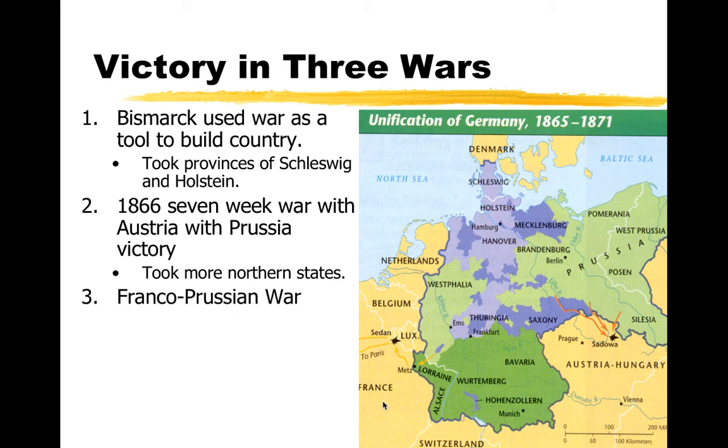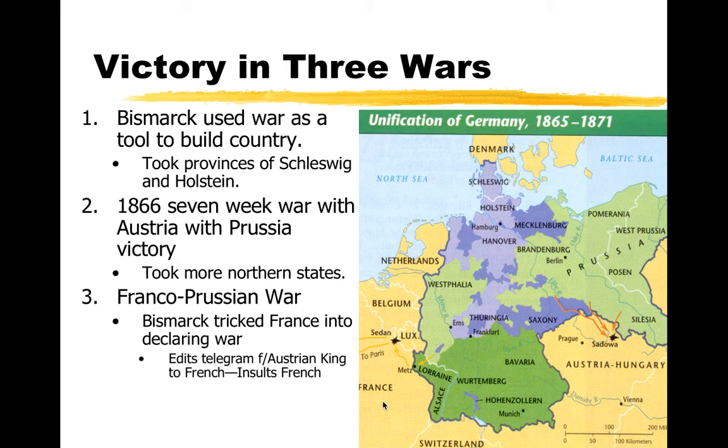Finally, the last war that he believed he needed to win was a war with France. And so they call that the Franco-Prussian War. This one gets a little tricky. In fact, Bismarck actually tricks the French into declaring war. France didn't want to declare war against anyone. And so he wanted to make sure that they were the ones to declare war so that they looked like the aggressor instead of Prussia looking like the aggressor.